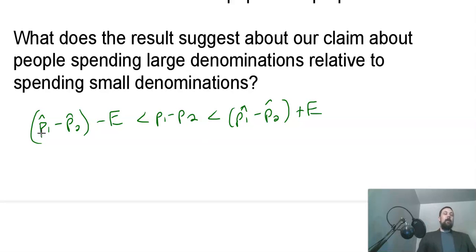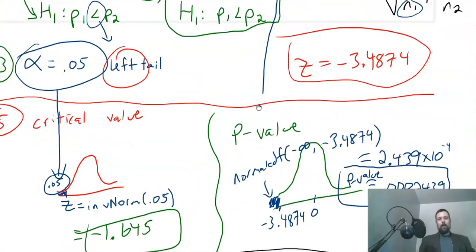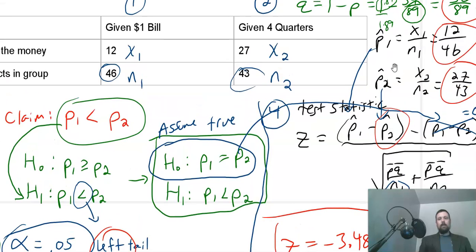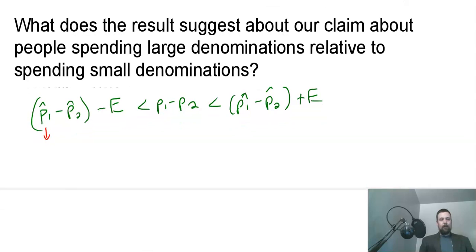Right? And these we know. It's the same values that we used in the hypothesis testing. P1 hat was, we know these, but I've forgotten them already. So let me go back and find them. P1 hat is 12 over 46. So it's going to be the same thing here. 12 over 46 minus P2 hat. I should have looked, because maybe I could have remembered both of them. 27 over 43.